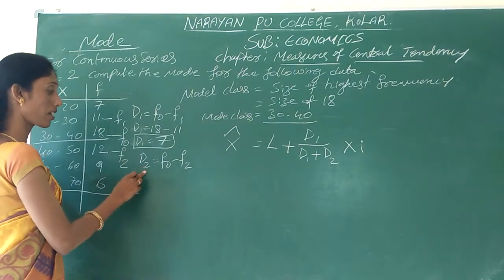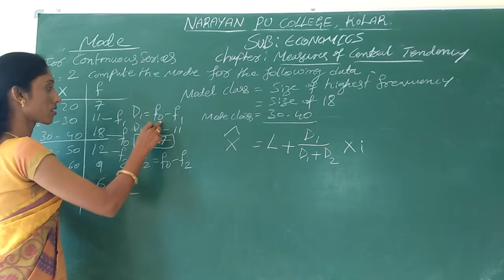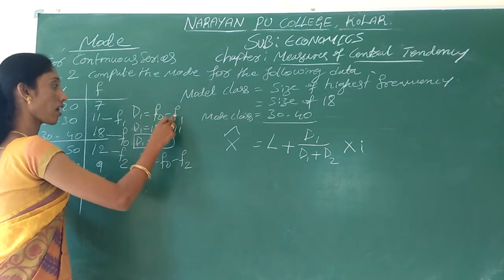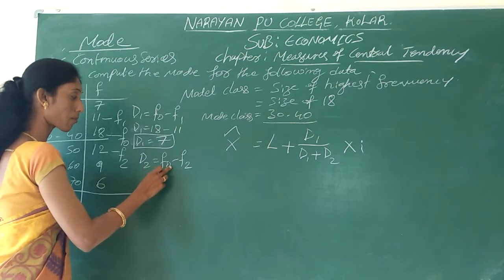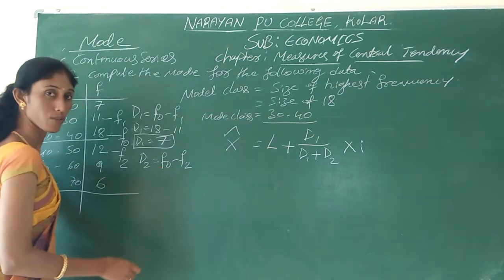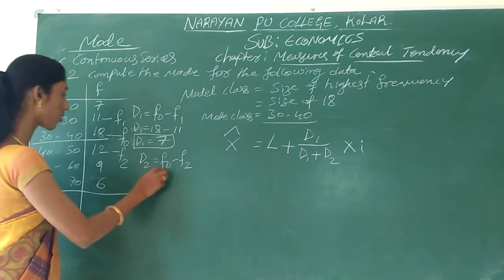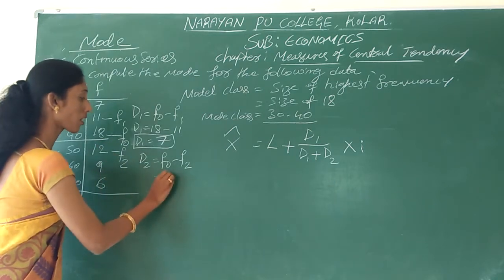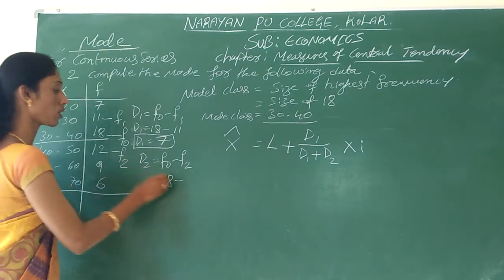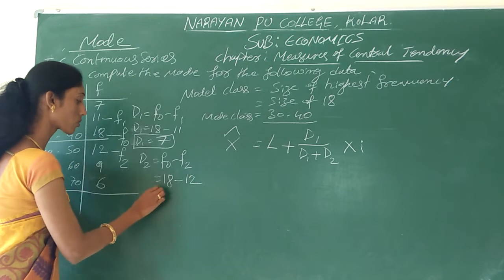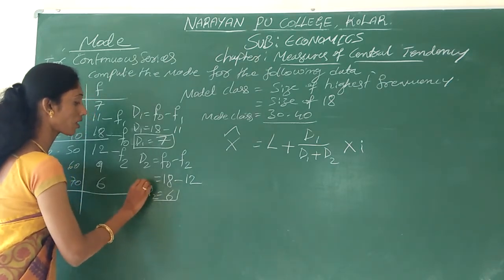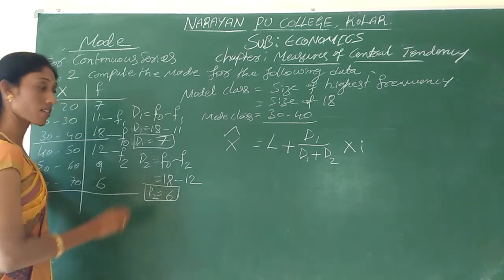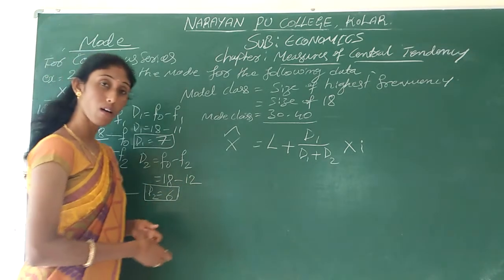In D1 and D2, F0 is common. But in D1 we subtract F1, and in D2 we subtract F2 from F0. Got it? Here F0 is 18 and F2 is 12. 18 minus 12 gives 6. Then the value of D2 is 6. Then we can easily apply the formula.